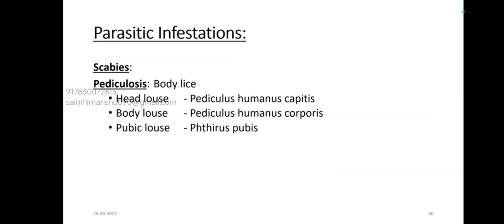Next, pediculosis, or lice, body lice. We just need observation; the findings are very self-explanatory. We won't go into detail.